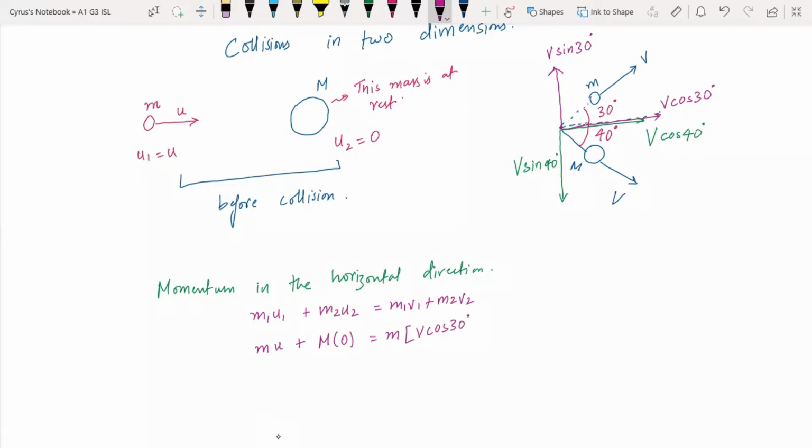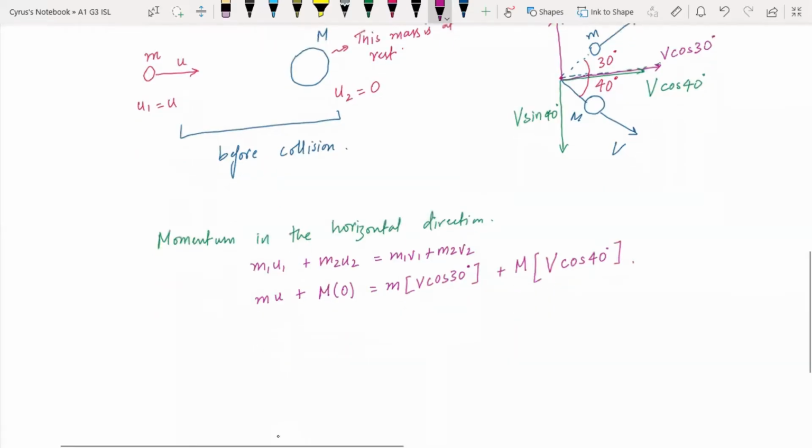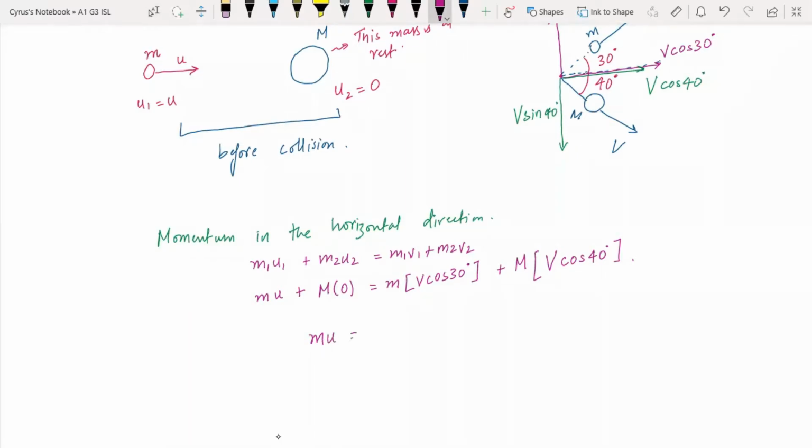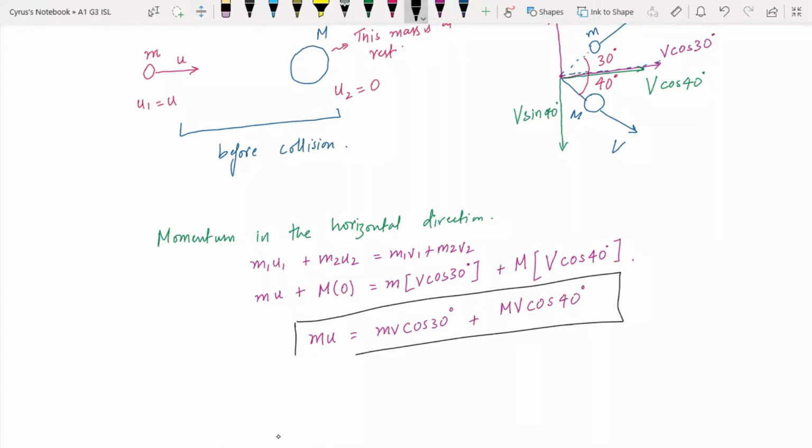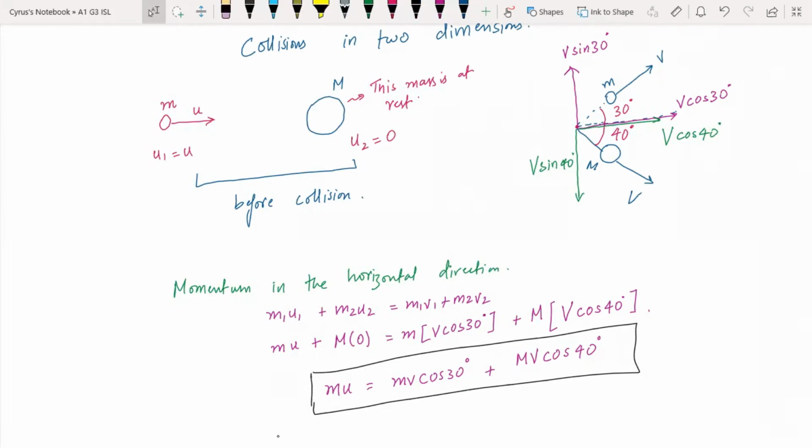Excellent. And what about the capital mass M? That is capital M, and this would be what? Capital V cos of 40. Is that clear? And this becomes mu is equal to mv cos of 30 plus capital M capital V cos of 40. So we have one equation that is here. One of the equations is here, right? Is that clear?